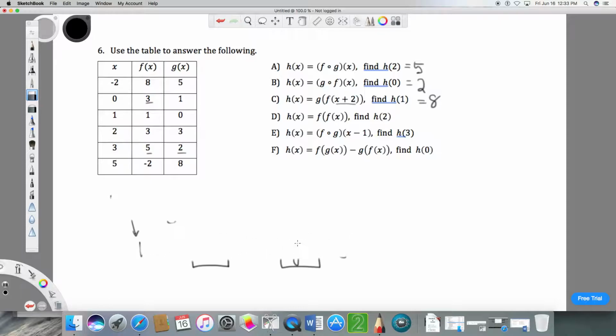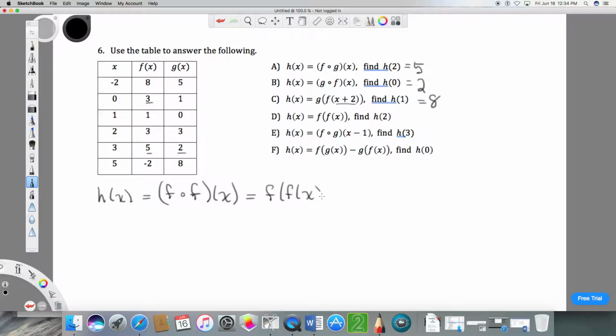In part D, again, it's a composition. It's f composed with itself. They could have defined h of x and written it as f composed with f of x, because that means f is its own input. All right, so what do we have here? They want us to evaluate this when x is equal to 2. Well, we replace x with 2.